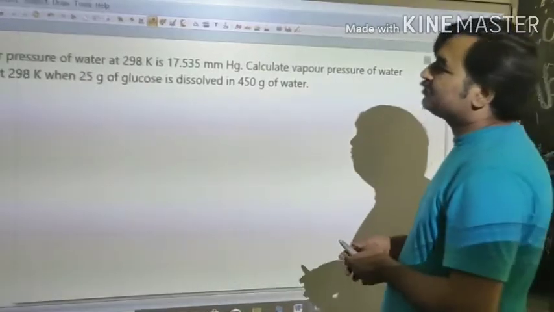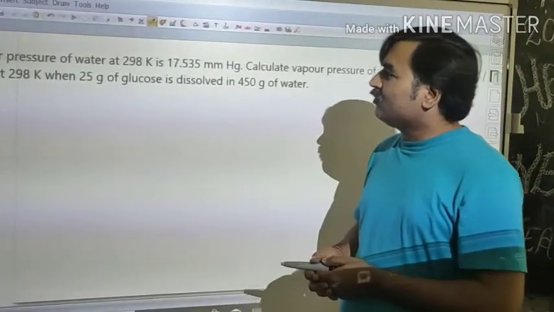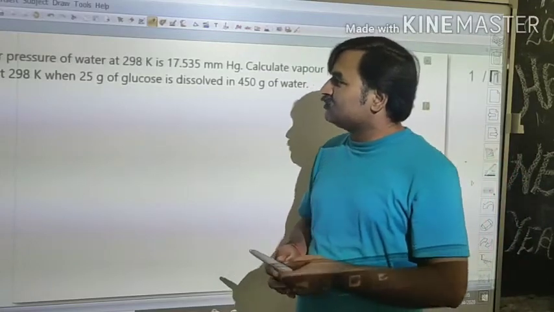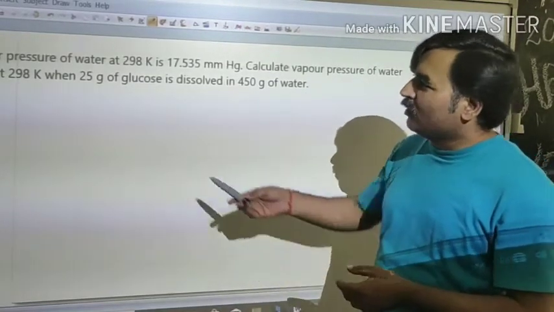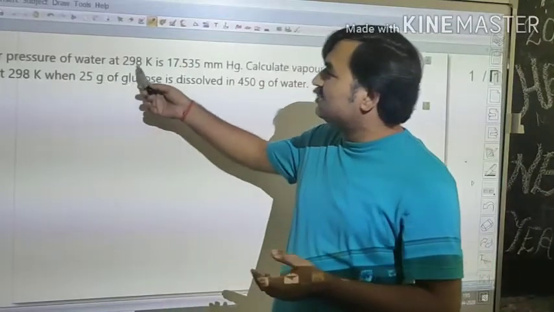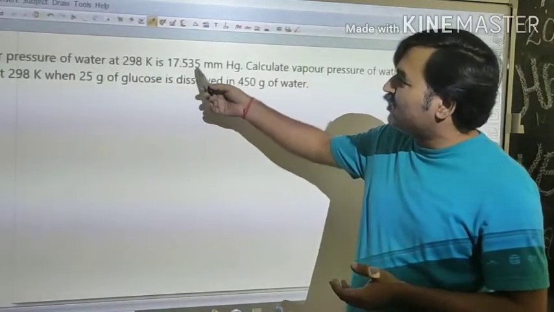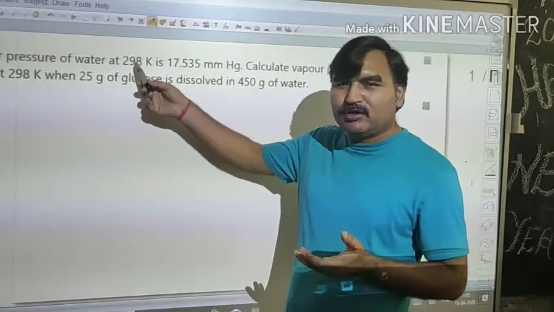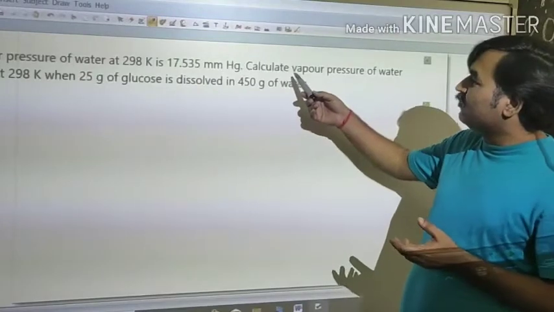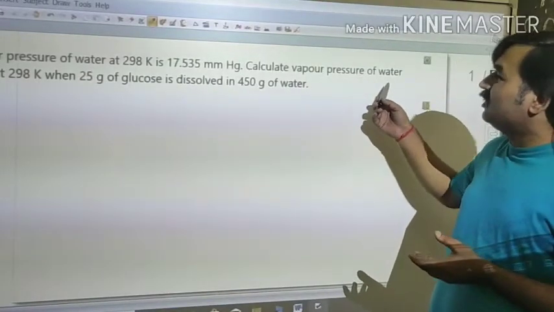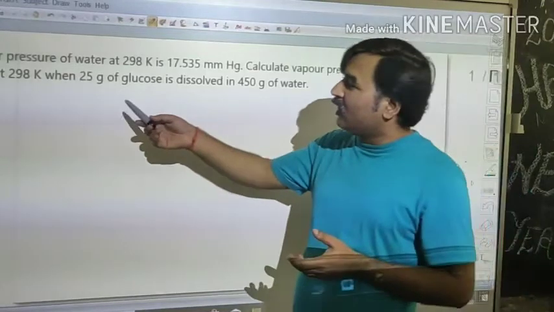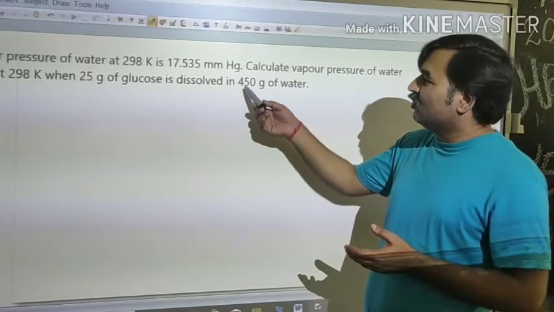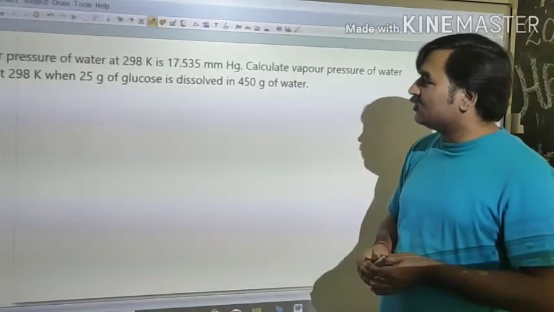So now the next question. You are given here a problem based on vapor pressure of solution. In this question you are given vapor pressure of pure water is 17.535 mm of mercury at the given temperature 298 Kelvin. You have to find the vapor pressure of water at the same temperature when we add 25 gram of glucose in this amount of water.